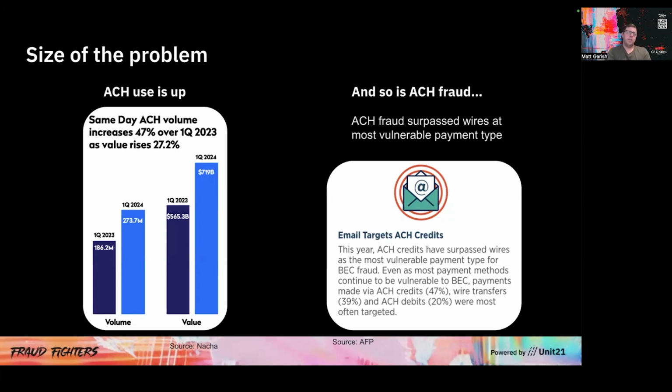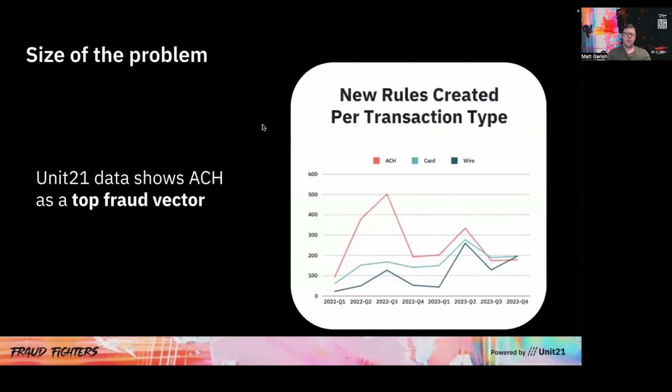And while this growth is impressive from a sheer volume standpoint, fraudsters have followed lockstep, with ACH fraud growing, particularly through business email compromises and first-party fraud. In fact, ACH is favored by fraudsters due to its quick settlement times. Now, at Unit21, we are seeing the same trends with new rules and typologies targeting ACH at a higher density than other transaction types.